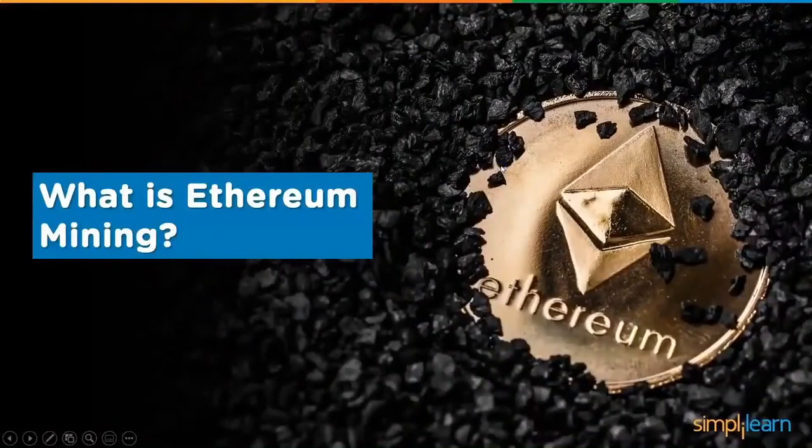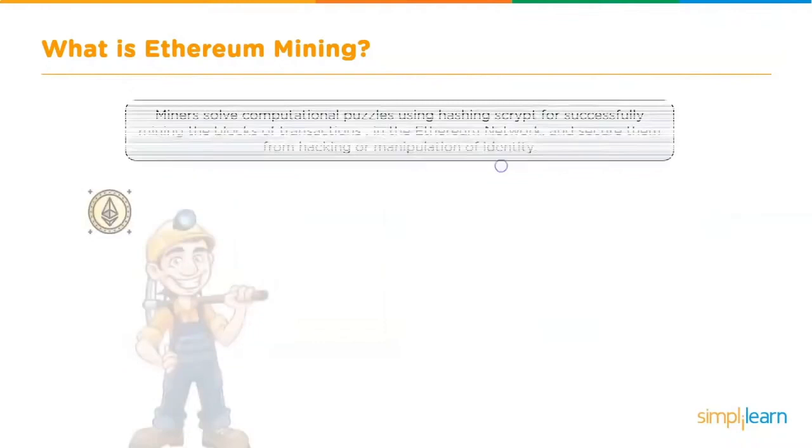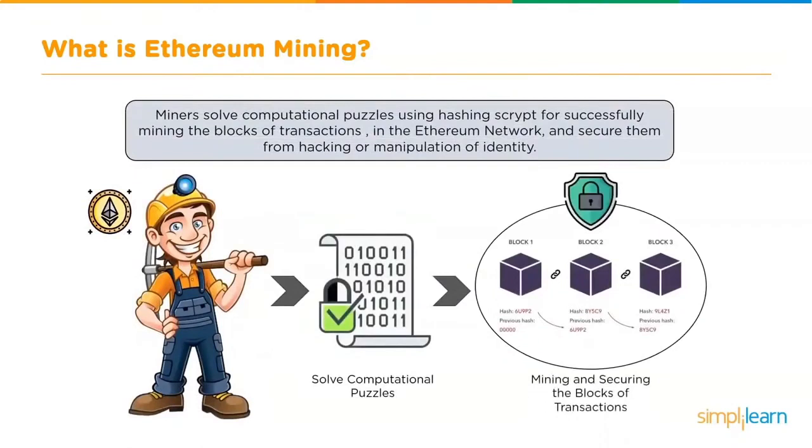So that brings us to what is Ethereum mining. In simple words, Ethereum mining is a process of creating and adding a block of transactions to the blockchain network of Ethereum. It uses the proof of work consensus mechanism for mining Ethereum. All transactions taking place in the Ethereum network need to get approved by the miners. Miners are a community of people using a hashing algorithm, Ethash, to solve computationally hard puzzles for successfully mining the blocks of transactions in the Ethereum blockchain network, which helps secure the network from attacks like hacking or manipulation of identity.